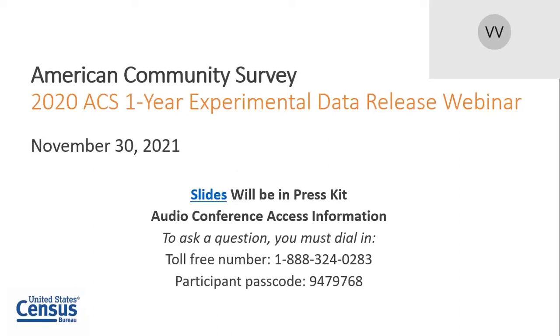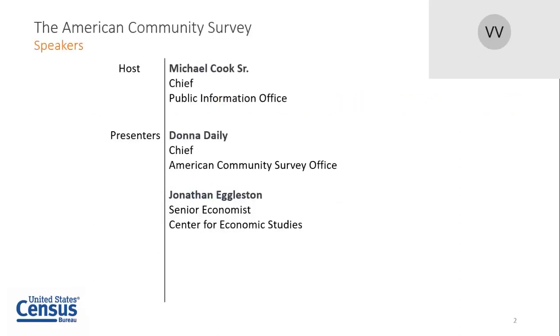Our presenters today are Donna Daly, Chief of the American Community Survey Office, and Jonathan Eggleston, Senior Economist with the Center for Economic Studies at the Census Bureau. They'll walk us through how COVID-19 impacted data collection and data quality for the ACS. They'll also give insight into today's release, including how to access the experimental data and the methodology behind it.